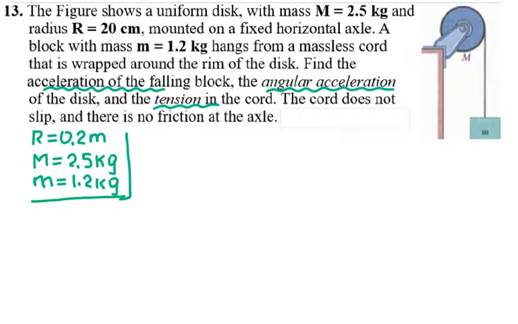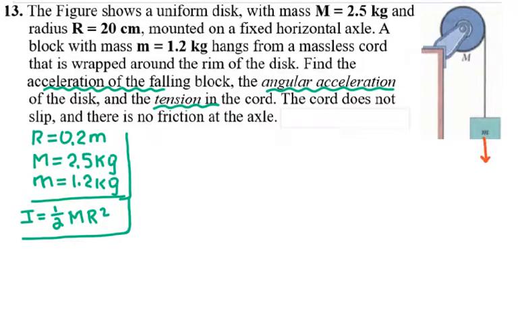So in this question, we have a mass falling down, and we also have a disc as a pulley. So the pulley has inertia. The pulley's inertia, since it's a disc, is 1/2 its mass and r squared. The radius is given, the mass is given. And to start this question, let's write the forces that are acting on the mass here.